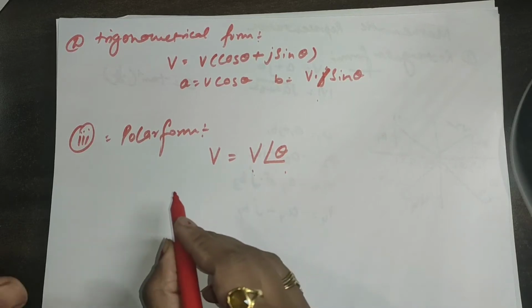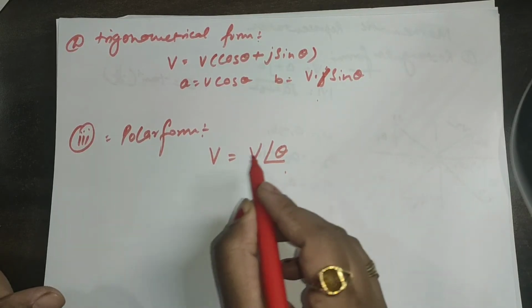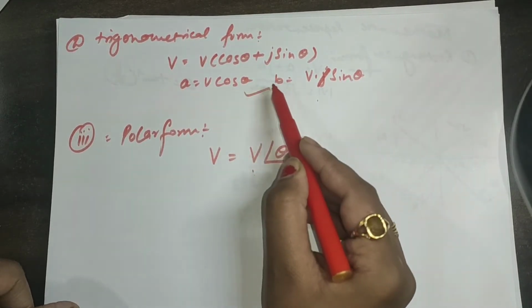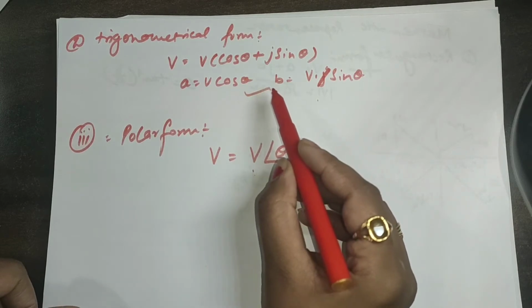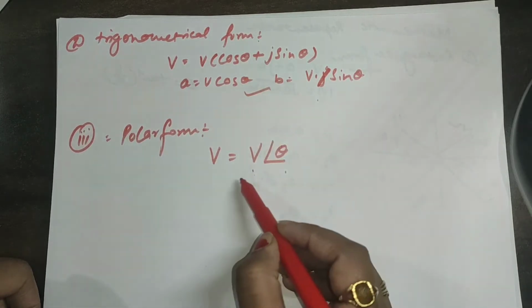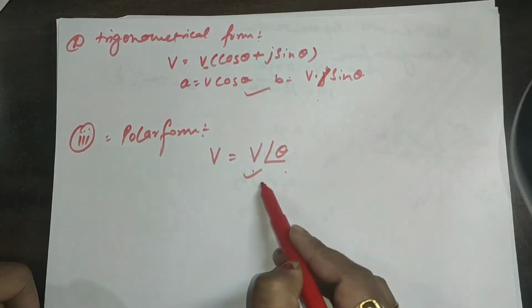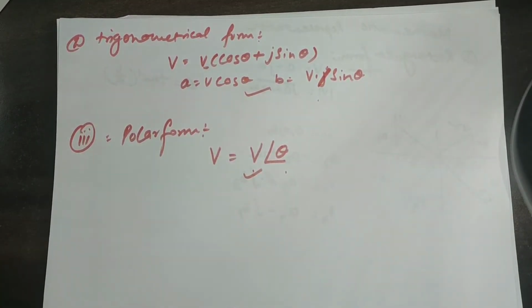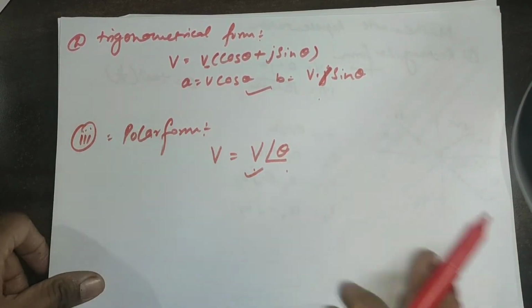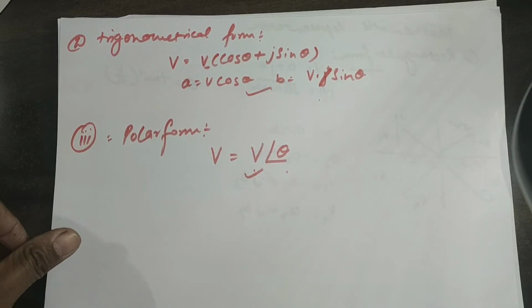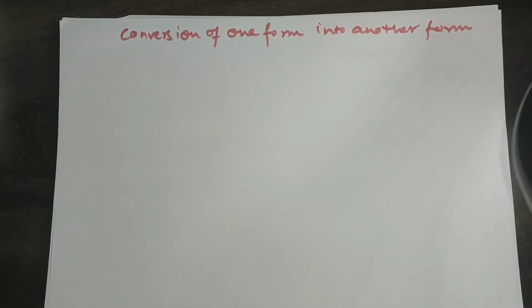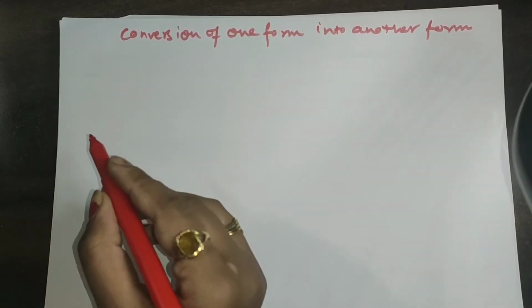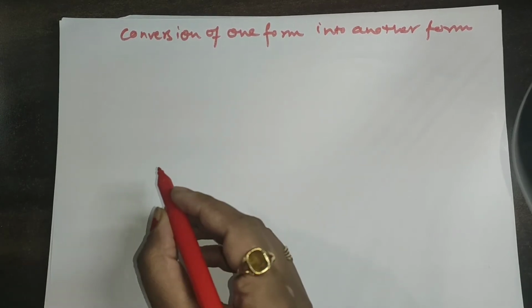Okay, it is usual practice to represent the trigonometrical form V cos theta plus j sin theta. The polar form is V angle theta. Okay, now we will discuss how we can convert one form of representation into another form. For this conversion we will do numericals directly.